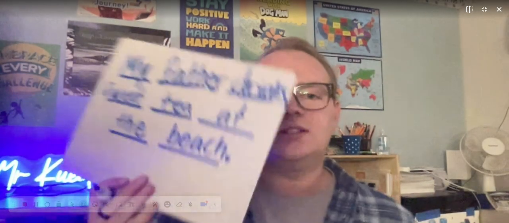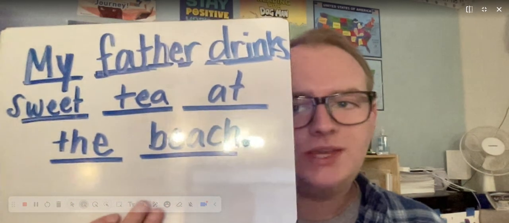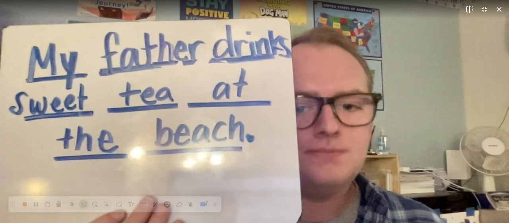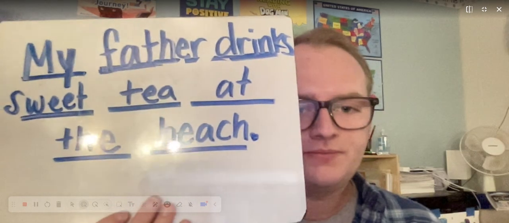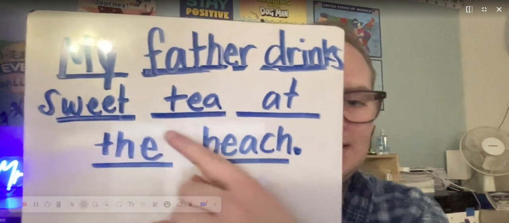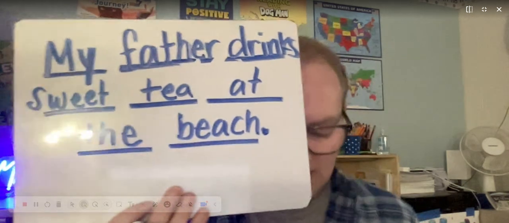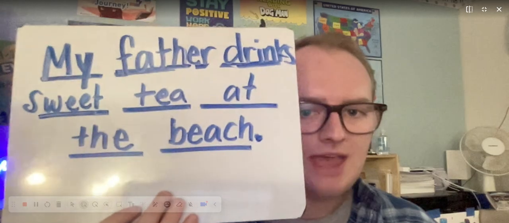We have a lot of those new concept words there. Remember, at the end of our sentence, we also need punctuation. My father drinks sweet tea at the beach. Sweet tea, I see sweet with that EE. I see tea with that EA. And I see beach with that EA as well. Sweet tea at the beach.